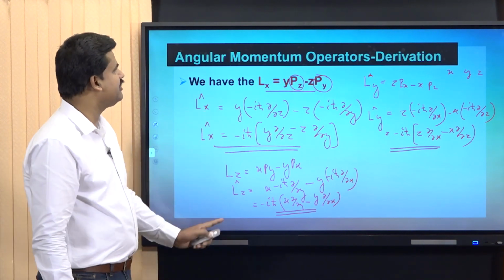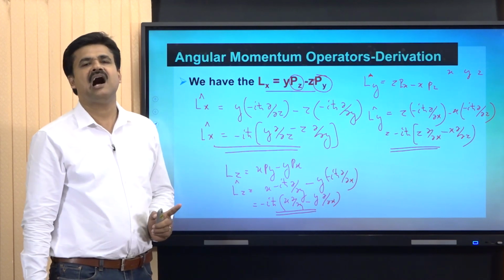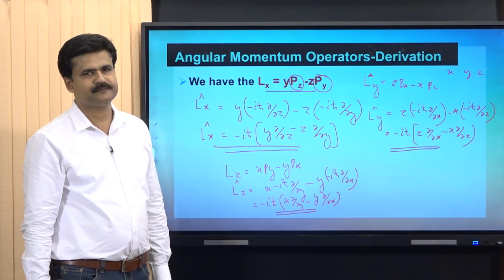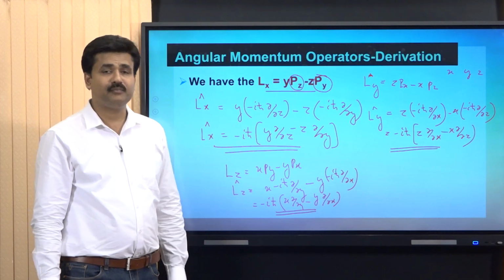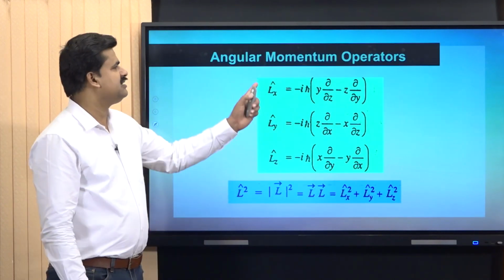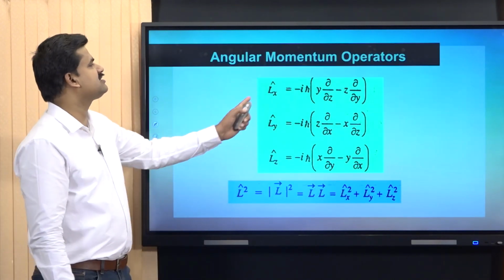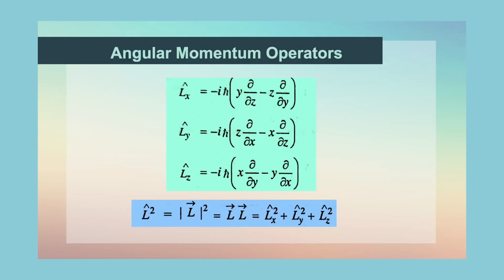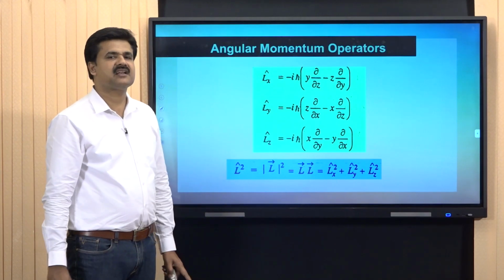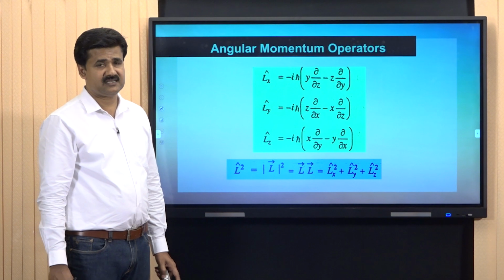Thus we have derived the three component angular momentum operators by using the operator postulate. Now this is the consolidation of the result. Lx hat is equal to minus iħ y ∂/∂z minus z ∂/∂y. Ly hat is equal to minus iħ z ∂/∂x minus x ∂/∂z. And finally, Lz hat is equal to minus iħ x ∂/∂y minus y ∂/∂x.